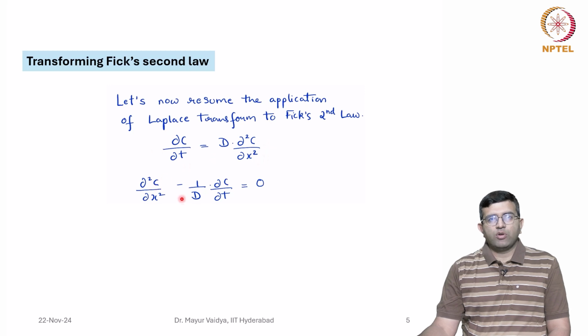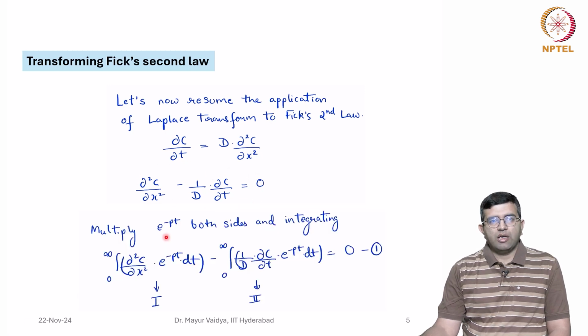Now, if you rearrange a little bit, you can write dou square c by dou x square minus 1 by D dou c by dou t is equal to 0. Now, how do I bring Laplace into here? So, I multiply by the kernel function of the Laplace transform, which is let us say e power minus pt, and then integrate both the sides.